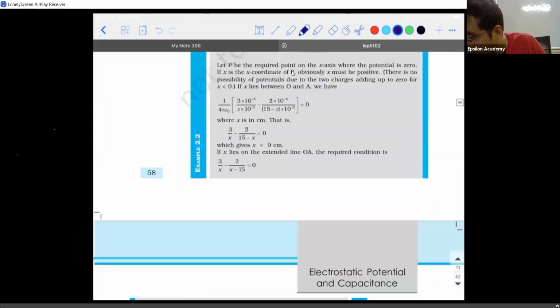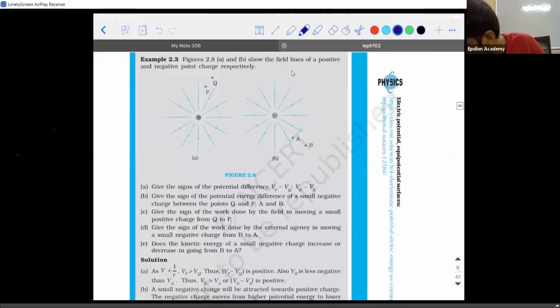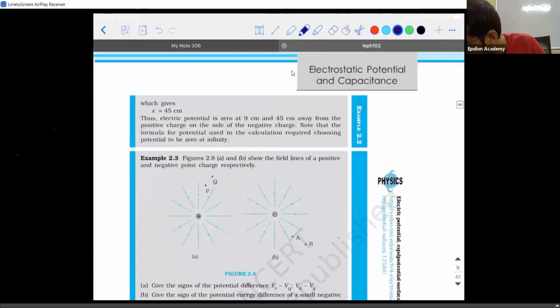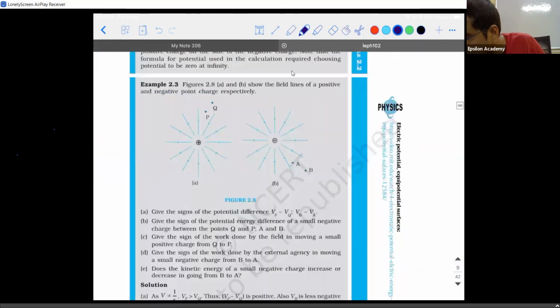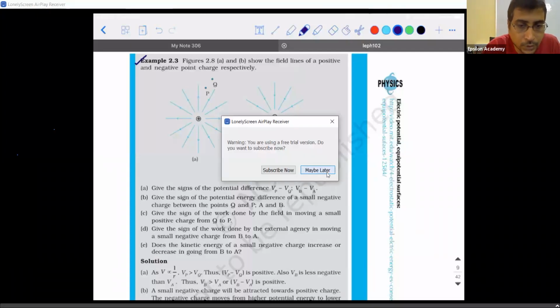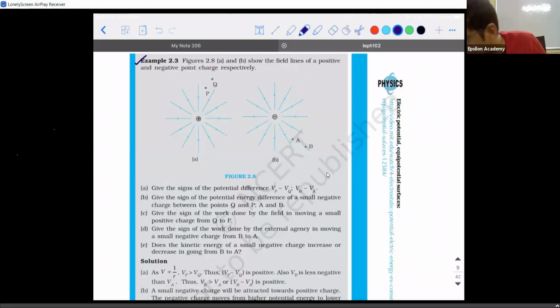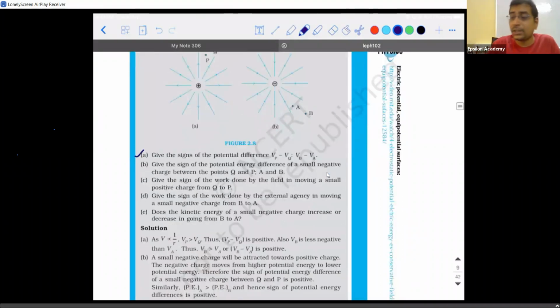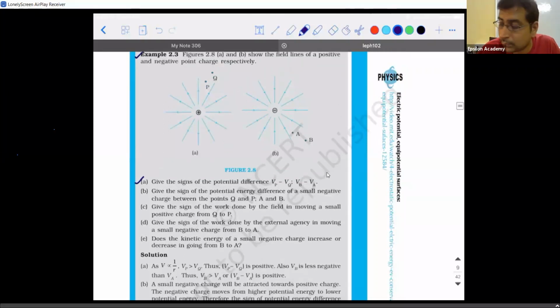Yes, it is on page number 59, example 2.3. So the question is like this. Figure 2.8, A and B show the electric field lines due to a positive and a negative charge respectively. Now our work is to give the sign of the potential difference between point P and Q. You guys tell me. That is, they are asking what is Vp minus Vq? Is it positive or negative?